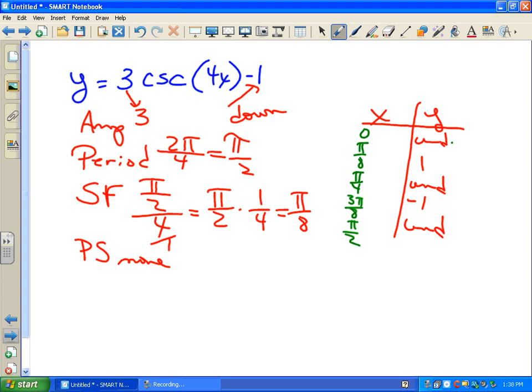And then you said I need to multiply by 3 and take 1 away. Do I need to do that to undefined? Oh, okay. Just the ones that have numbers. So what's 1 times 3 minus 1? 2. What is negative 1 times 3? Minus 1.